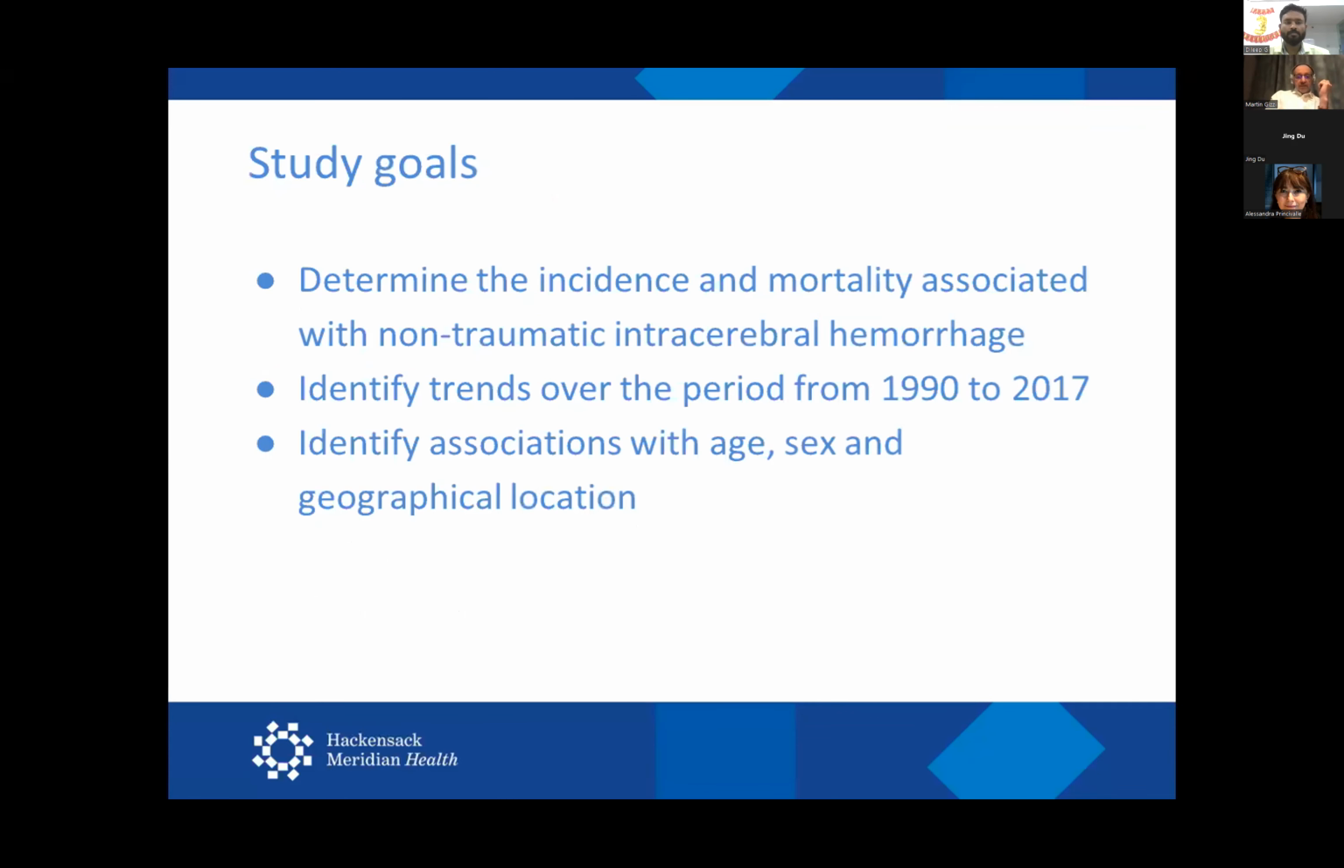What we have done in this study is focused on the incidence of intracerebral hemorrhage. We're not talking about traumatic, spontaneous intracerebral hemorrhage, and the mortality associated with it. And we looked at the period of 1990 to 2017 to see what we could associate those incidences with in terms of age, sex, and geographical location.